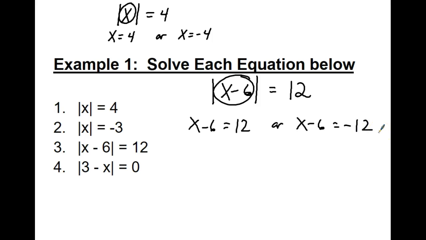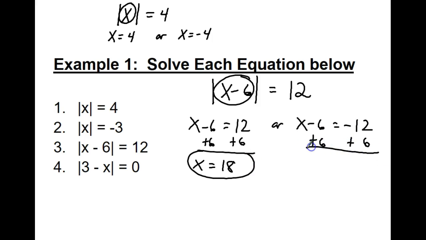So now here's where it's different. We still have to solve for x now, because x isn't by itself. But we just add 6 and we're good, right? So that means x can be 18, and x can be -6. So this one's different because you don't get the same number twice, just with opposite signs. You get 12 and -12 up here, but in your final answer, you end up with different numbers. So that's that.